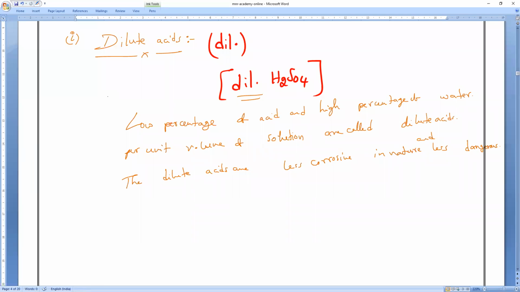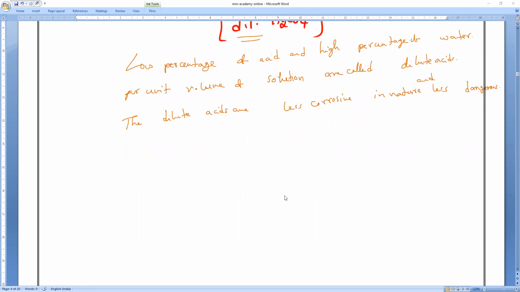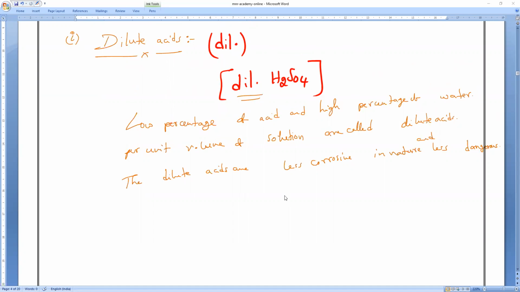But still these are also not much preferable. It is less dangerous in nature, but that doesn't mean that when we go to the chemistry lab we can taste it. It is very, very dangerous. Even though it is diluted, less corrosive doesn't mean that it won't burn your skin. It will definitely cause burning pain, and it is very dangerous to handle these things. Okay, that is what you have to remember.